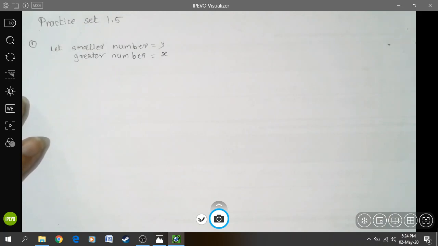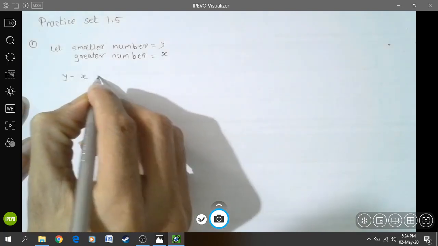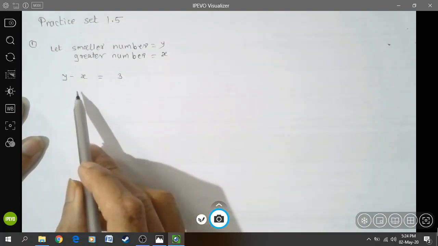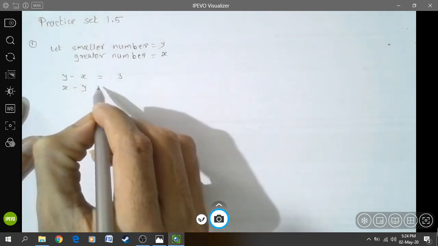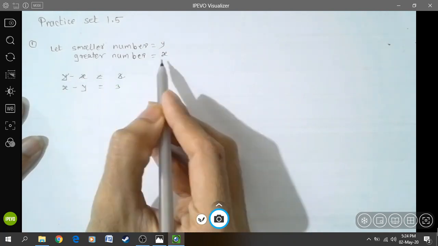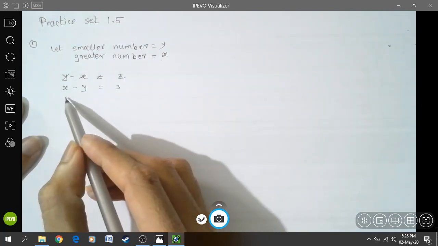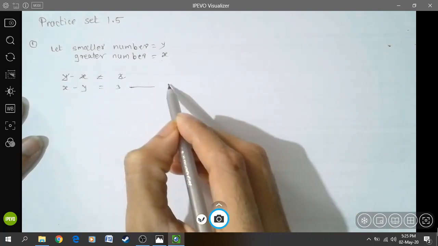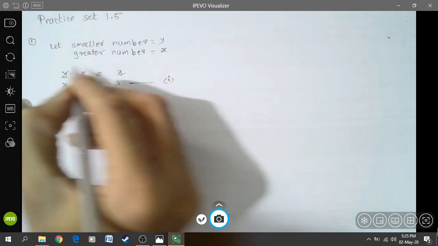What are the conditions? Condition number 1 is in sentence number 1. Two numbers differ by 3 means the subtraction of the numbers is 3. Why am I writing y minus x? Sorry, it should be x minus y, right? Because x is our greater number. We assumed x is the greater number, y is the smaller number, so the smaller number should be subtracted from the greater number. This is our first equation.